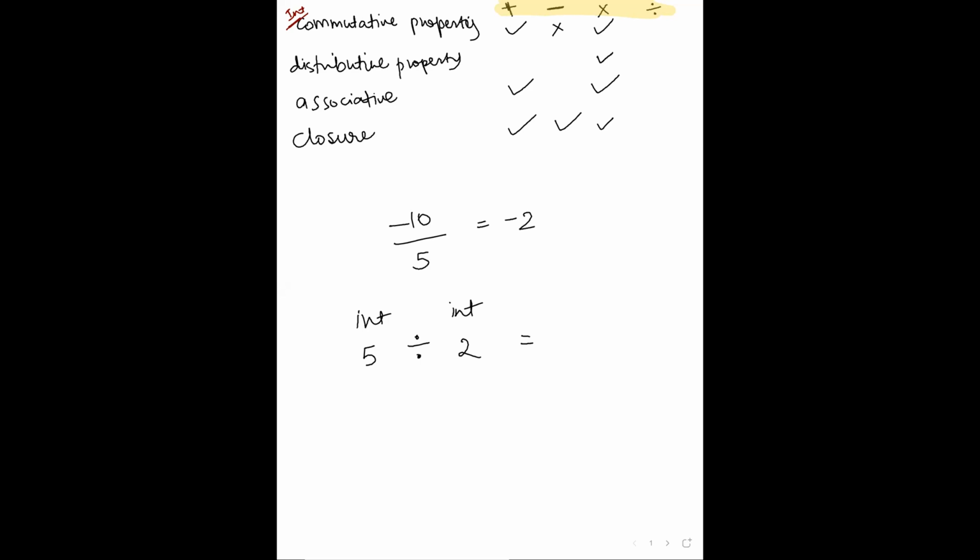Okay. Yes, 5 divided by 2. What does that give you? 5 divided by 2 is what? 2. Okay. What is 4 divided by 2? 2. So can 5 divided by 2 and 4 divided by 2 be the same thing?